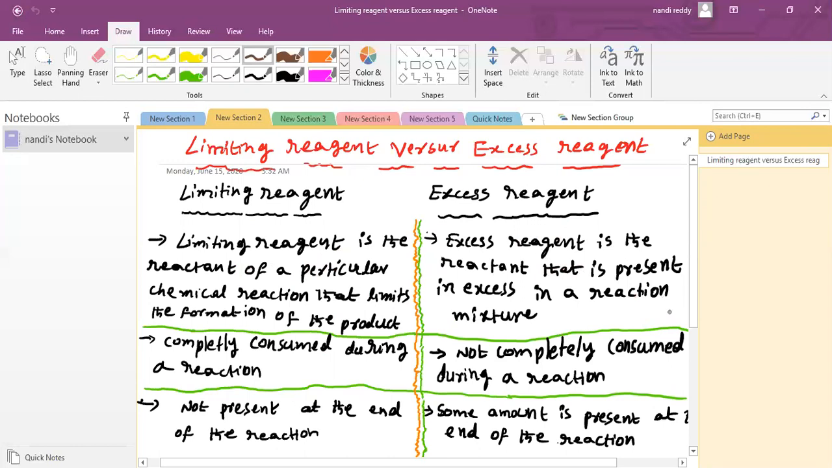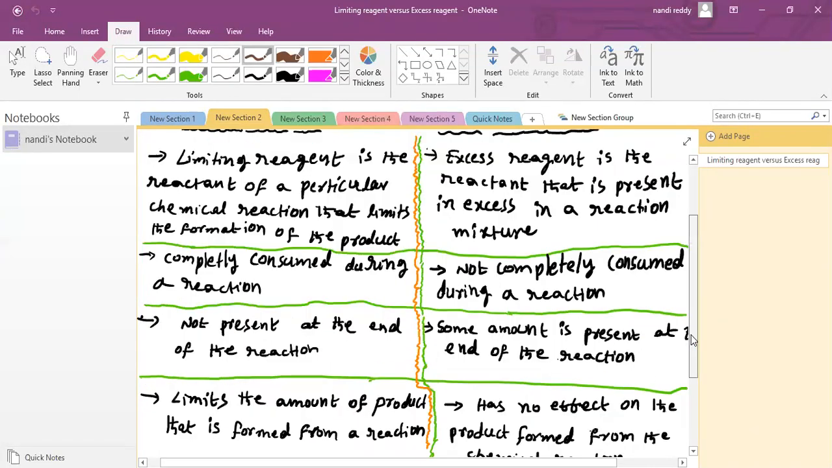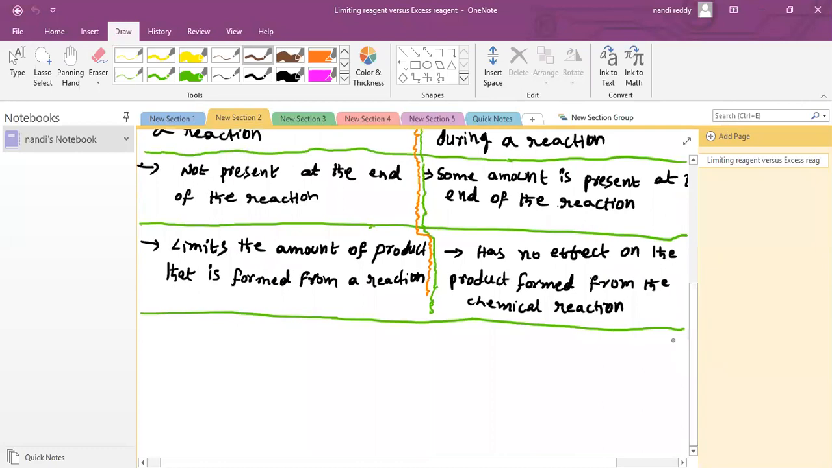That's itself the meaning they have given. The limiting reagent is completely consumed during the reaction. But the excess reagent won't be consumed 100% and is still present at the end of the reaction. The limiting reagent, being the small amount, completely reacts and converts into product, but the excess reagent won't completely react, and something of it is still present.